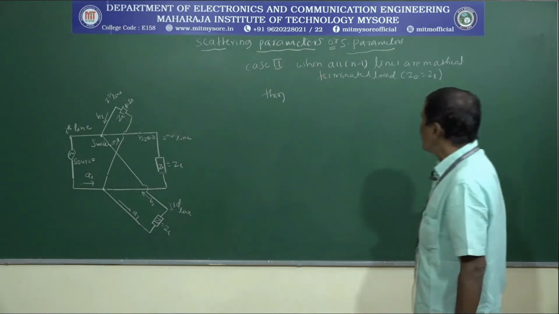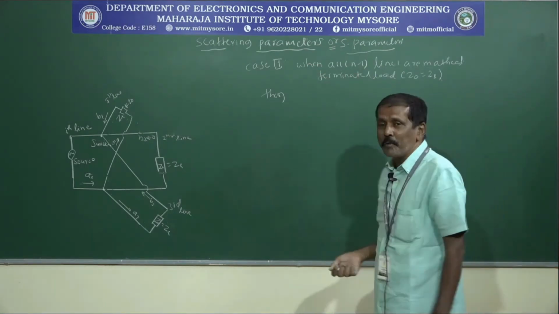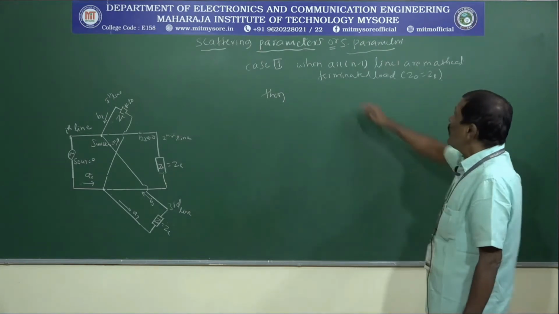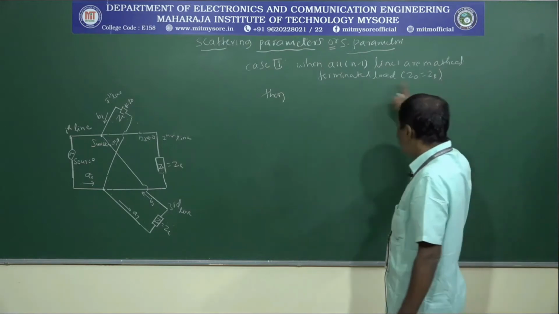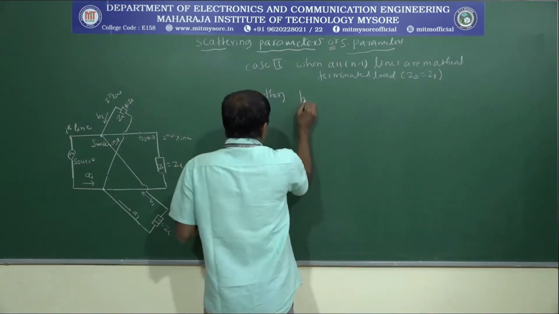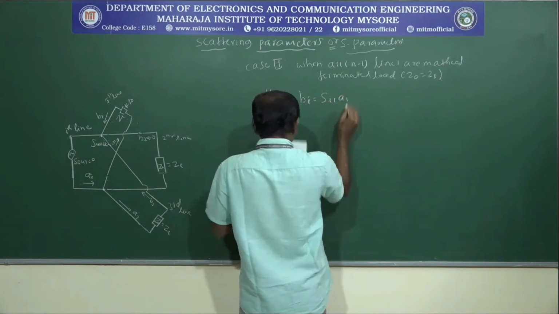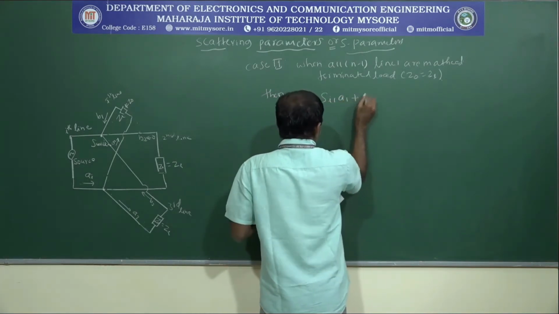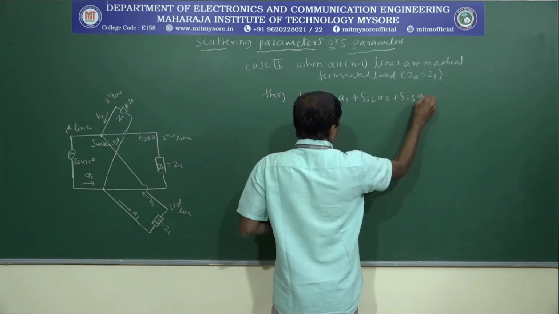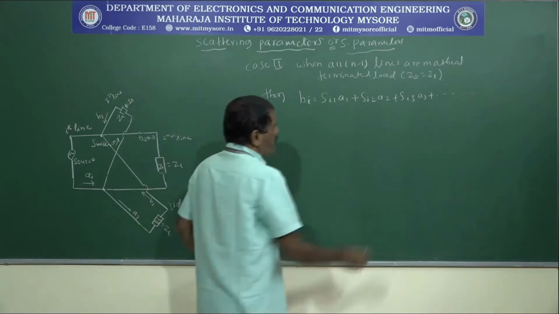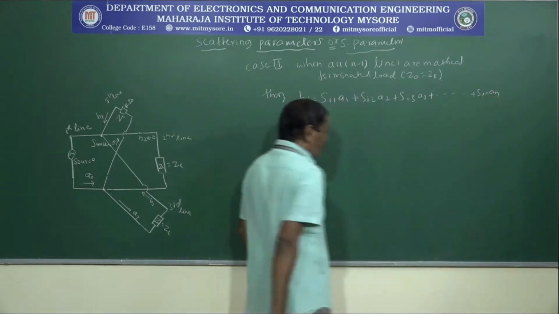The second case is considered when all the n-1 lines, out of totally n lines, are terminated with matched load. The reflected signal Bi you can write as Si1 into A1 plus Si2 into A2 plus Si3 into A3, like this, up to Sin into An.